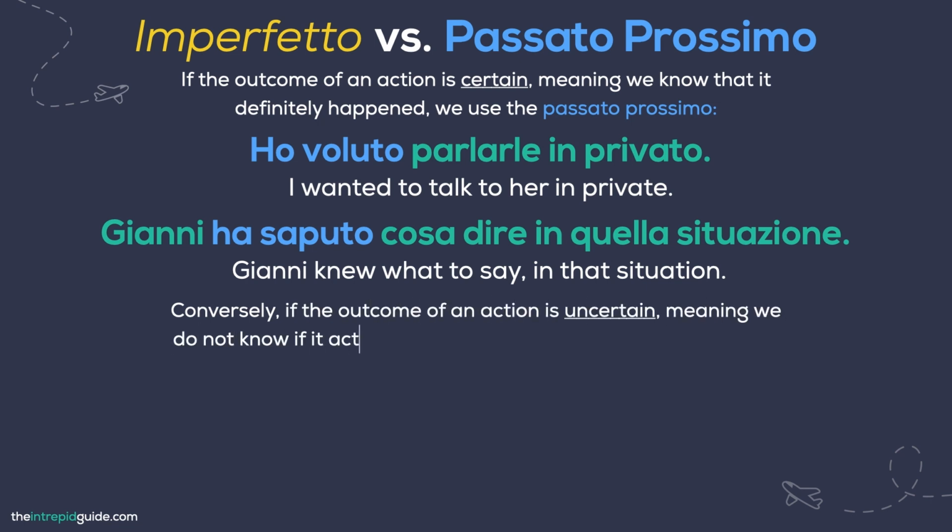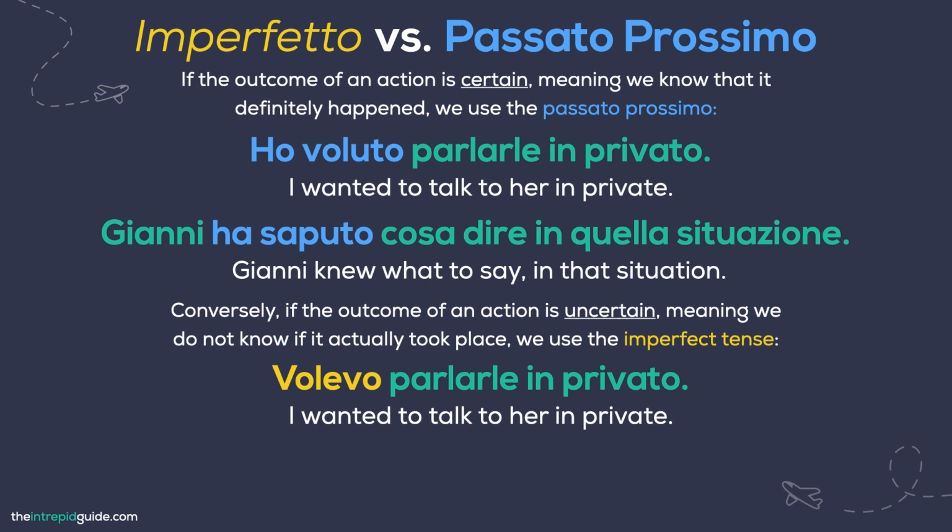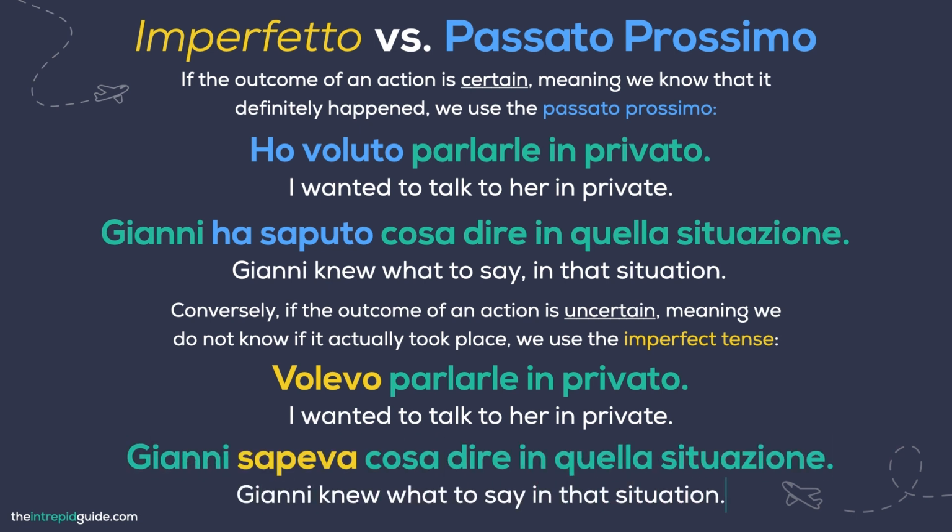Conversely, if the outcome of an action is uncertain, meaning we do not know if it actually took place, we use the imperfect tense. Take a look at these examples again. Volevo parlarle in privato. I wanted to talk to her in private. Now, we don't know if the speaker actually did it. Gianni sapeva cosa dire in quella situazione. Gianni knew what to say in that situation. Sure, he knew what to say, but did he actually say it? Again, we're unsure, so we use the imperfect.